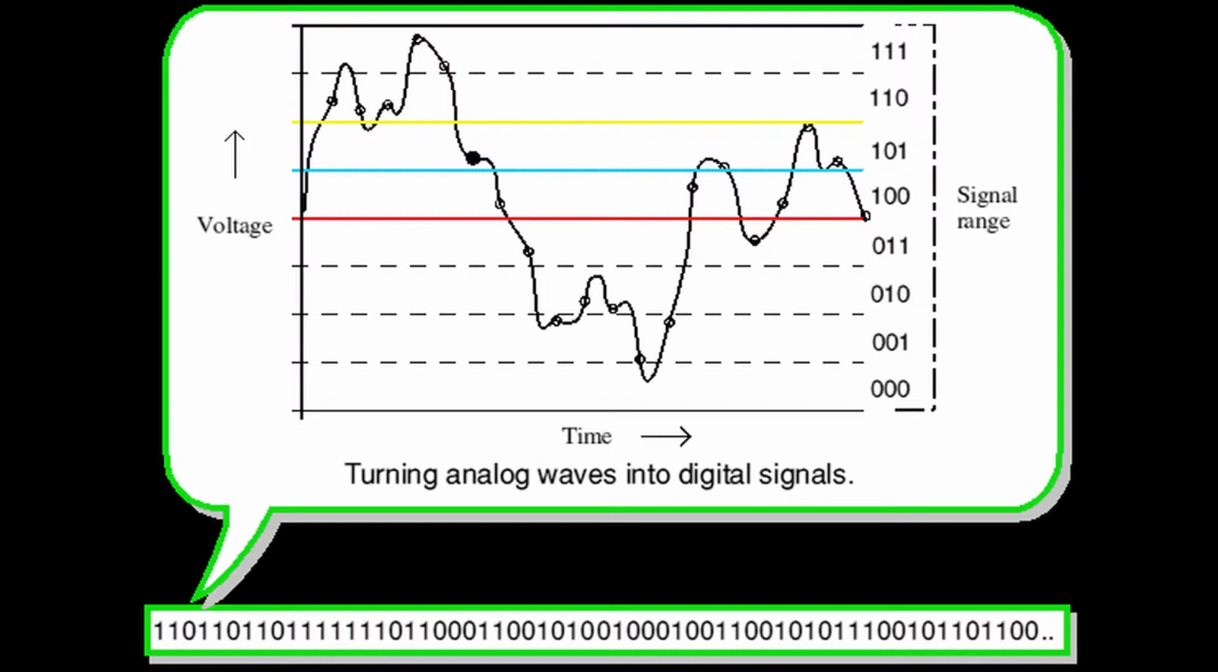The first step in sampling the waveform is to choose a signal range, a range of voltage levels large enough to cover all the variations up and down that the signal makes. The next step is to divide the range into equal halves. In the diagram, this cut is shown by the red line. We then ask, is the point we're sampling above this line? If it is above the line, we note down a 1; if below, we note down a 0.